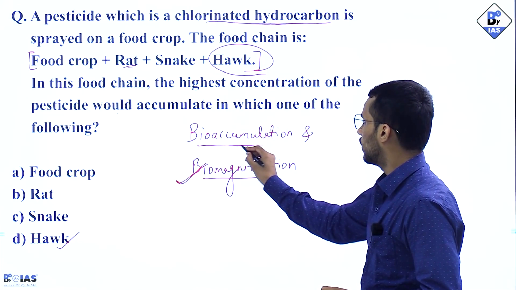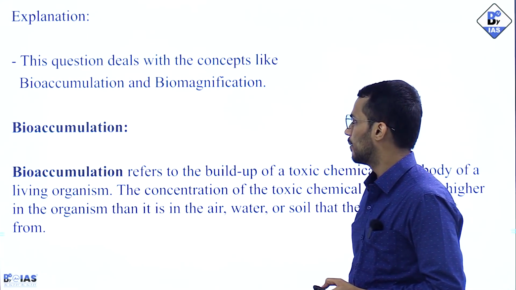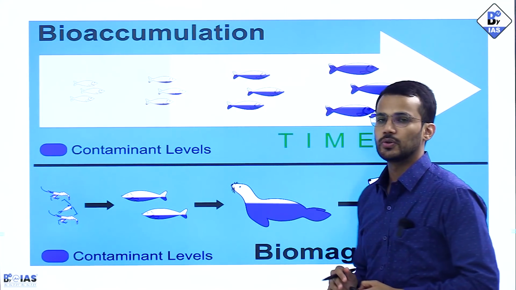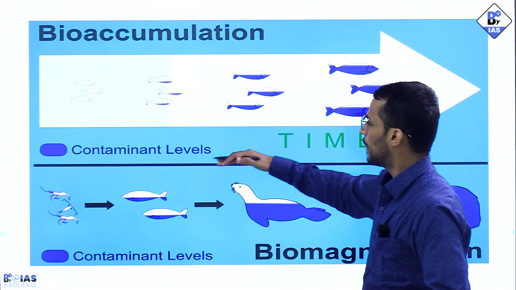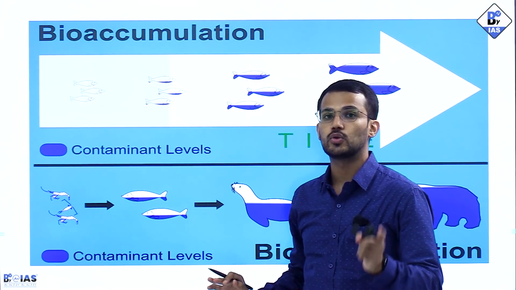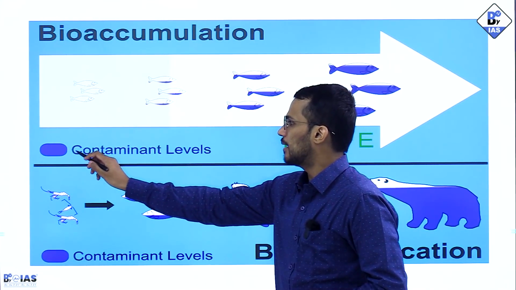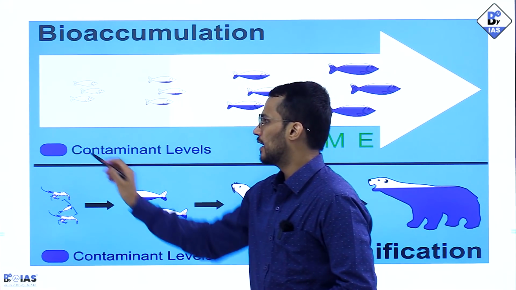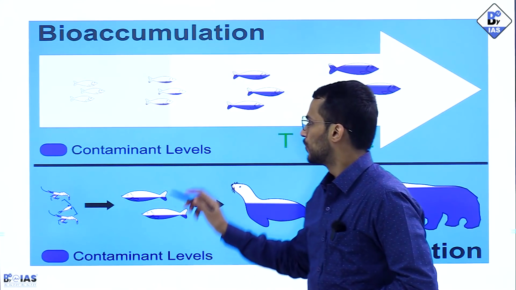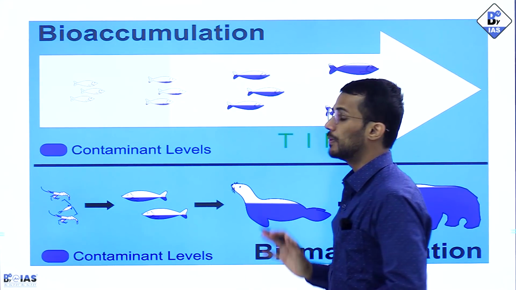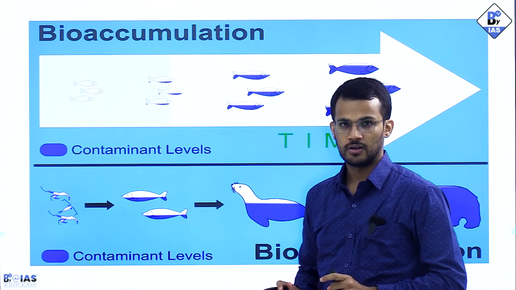So in order to explain bioaccumulation and biomagnification, let me take help of this particular diagram. So first part of this diagram is related to bioaccumulation, wherein you can see that the contaminant, which is marked by this blue ink, the contaminant is increasing over a period of time, right?